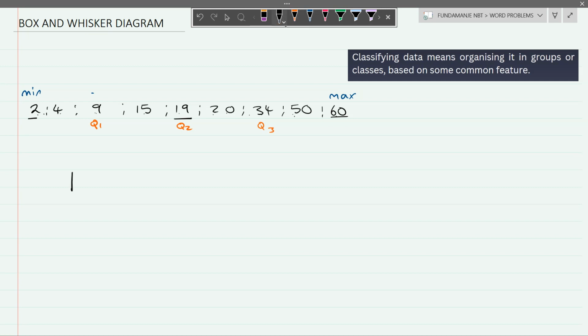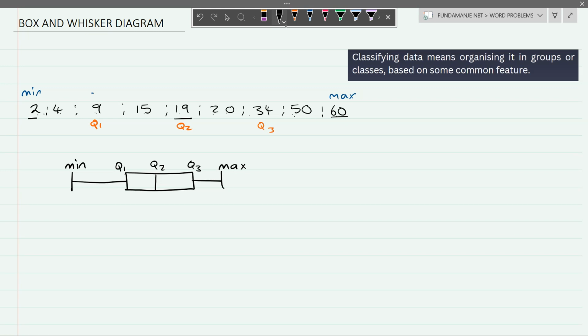So the box and whisker diagram is a box that has two whiskers on the side basically. The first whisker represents the minimum value. The second whisker represents the maximum value. Then the first quartile is represented by the first edge of the box, and the third quartile is represented by the other edge of the box. And then we have our median, and it's also represented as the second quartile.